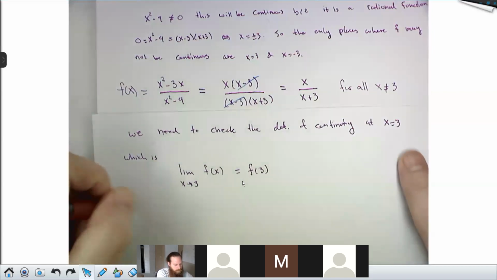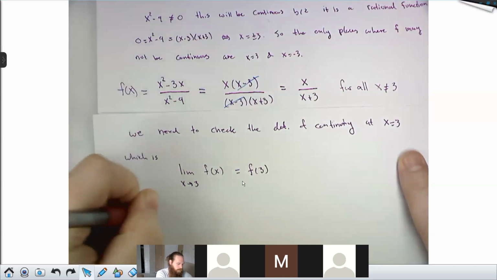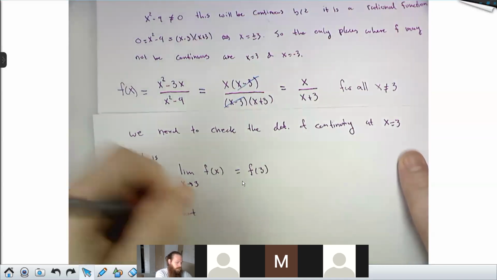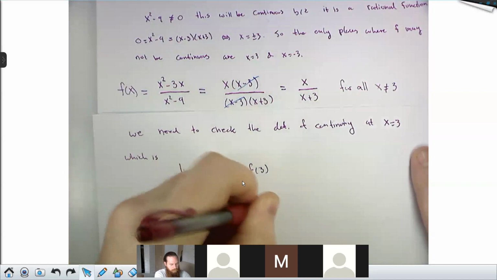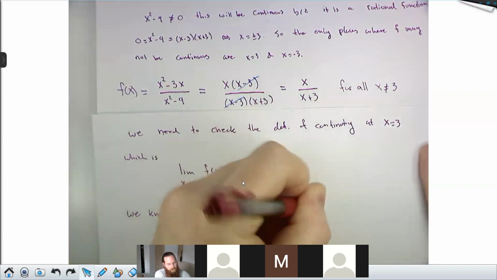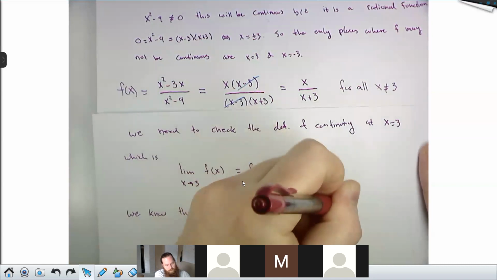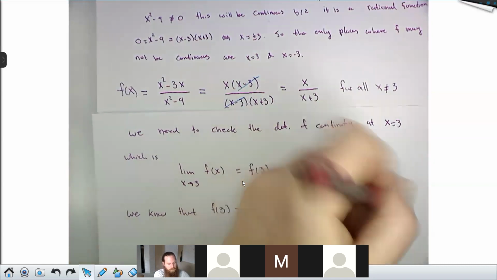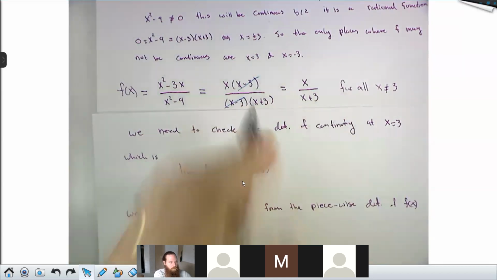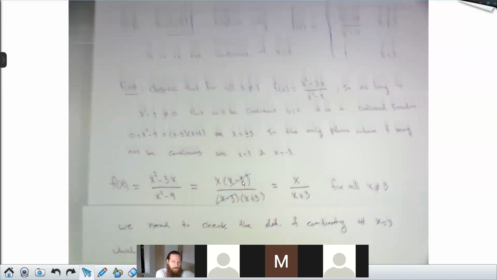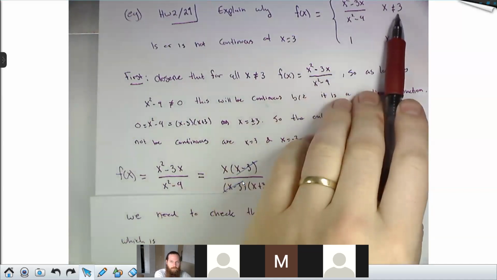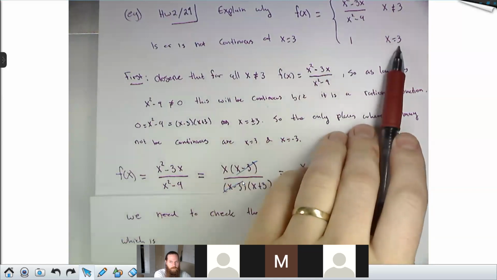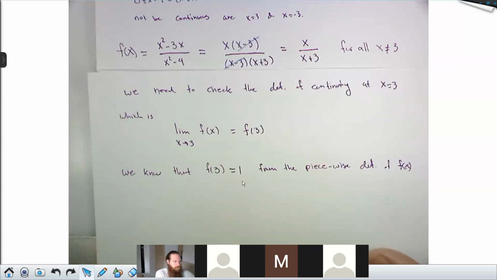Let's calculate. Okay, so we know that f of 3 is equal to 1. This is coming from the piecewise definition of f. If you look back up here, f of x is defined to be this function for all x not equal to 3, and it's equal to 1 if x is equal to 3. So f of 3 is 1. All right, we know that.